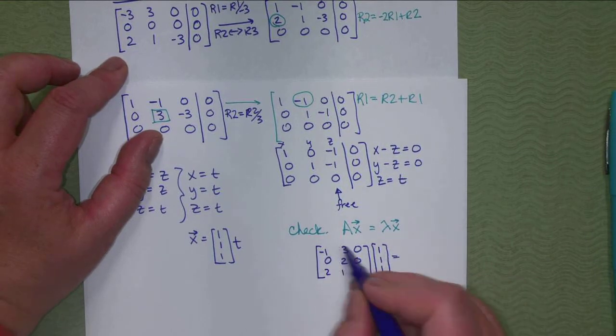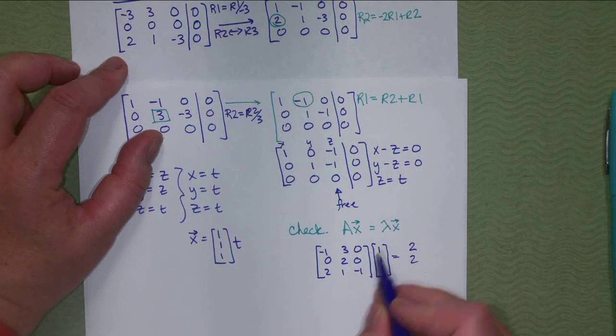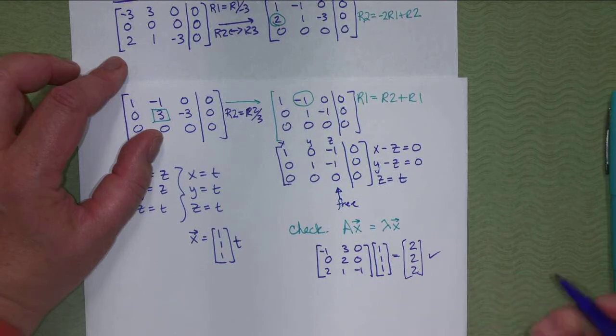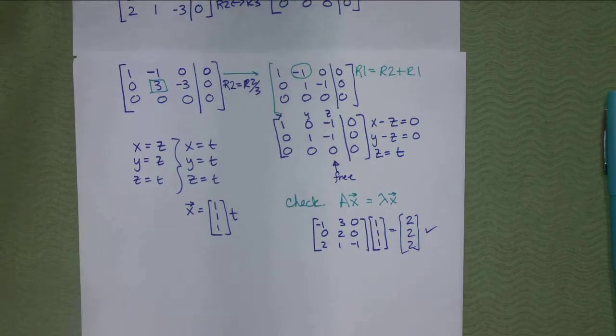So minus 1 plus 3 is 2. 2, 2 plus 1 minus 1 is 2. Right? So that would be a check if you just multiply. You should get that as the answer.